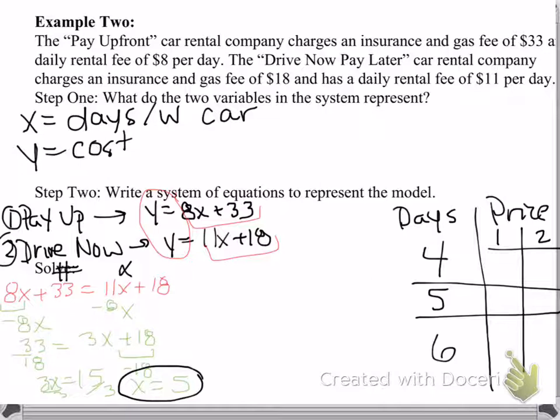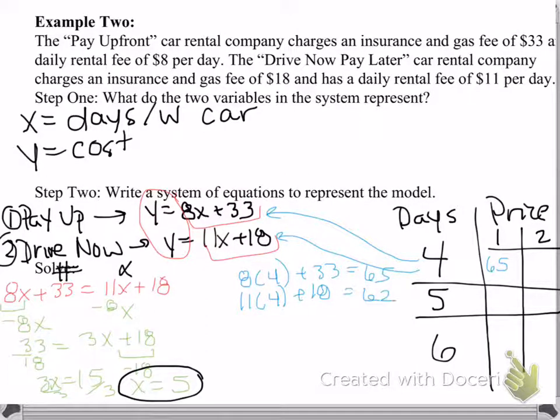So if we have 4 days, well, let's plug in that 4 to both of those equations, and let's see what we get. So for pay now, our option 1, that's going to get us $65. And I'm just getting that by doing 8 times 4 plus 33. And then to find our second one, we would have 11 times 4 plus 18. And that gets us 62. So if you're doing it for less than 5 days, your drive now is going to be the better option.